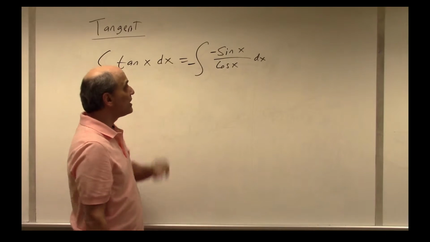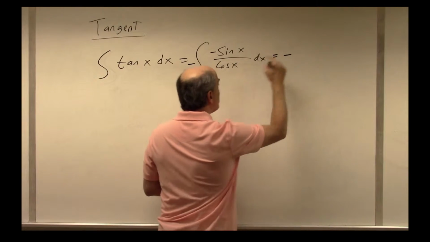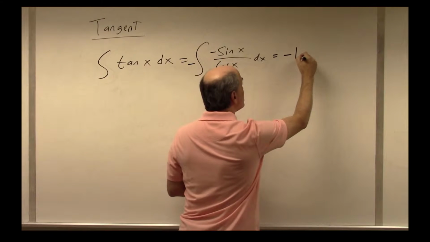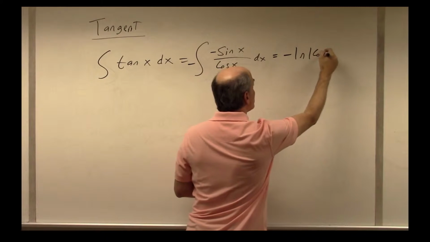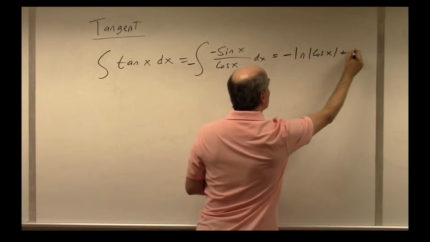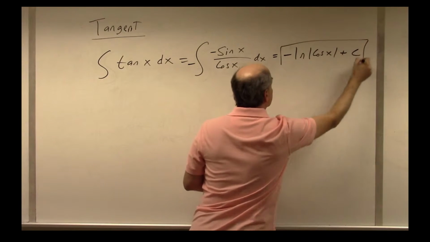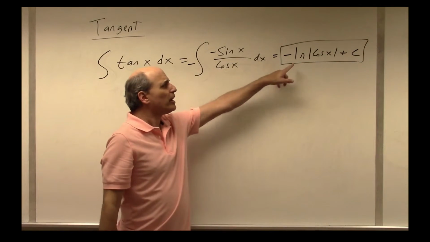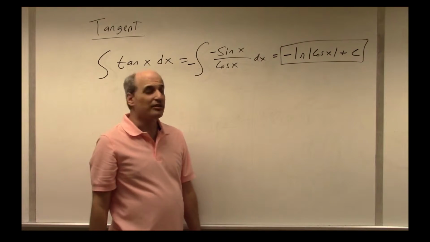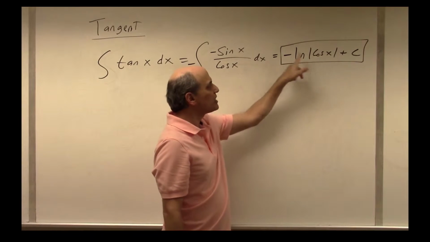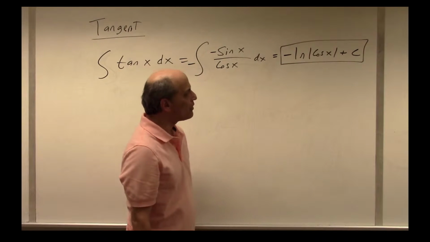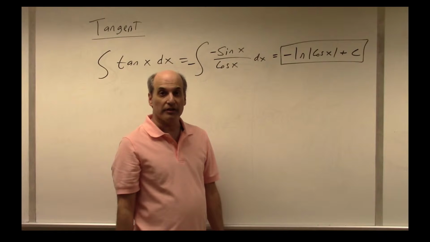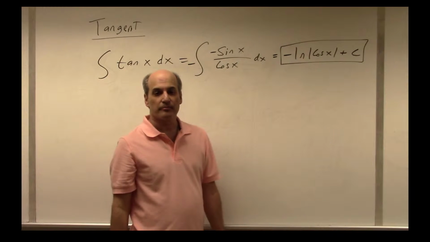So the negative sign stays out here, but this integrates to the natural log of absolute value of cosine of x plus the pesky constant. Some people write this as the natural log of secant of x because cosine of x to the -1 power would be 1 over cosine, which of course is secant.